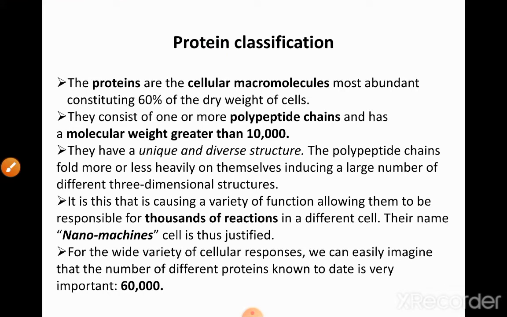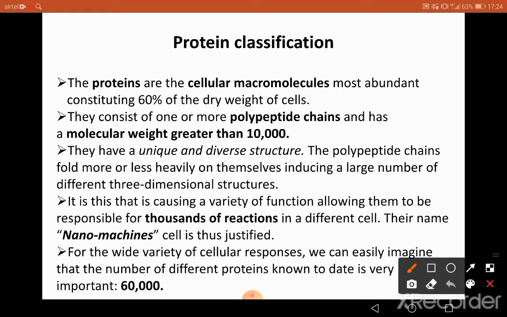Now let us move on to protein classification. The proteins are cellular macromolecules and the most abundant, constituting 60% of the dry weight of the cells. They consist of one or more polypeptide chains and have a molecular weight greater than 10,000. They have a unique and diverse structure. The polypeptide chains fold more or less heavily on themselves, inducing a large number of different three-dimensional structures.